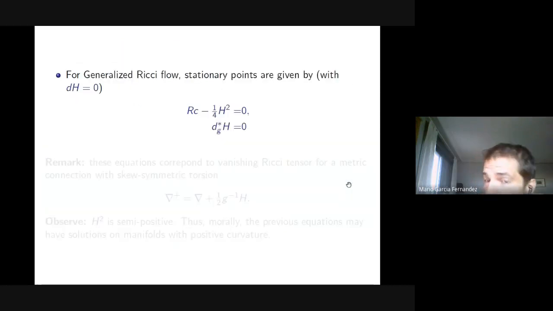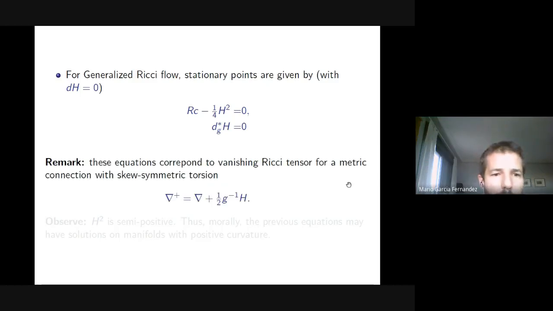So for generalized Ricci flow, the stationary points are given by the following equations, with H a closed 3-form. One remark is that these equations correspond to vanishing Ricci tensor for a different connection than Levi-Civita. It's a connection with totally skew-symmetric torsion given by this. If I were in the setting of Hermitian geometry, this would be the Bismut connection. So this is nabla plus a half g^{-1} of H, where H is the torsion after raising one index.